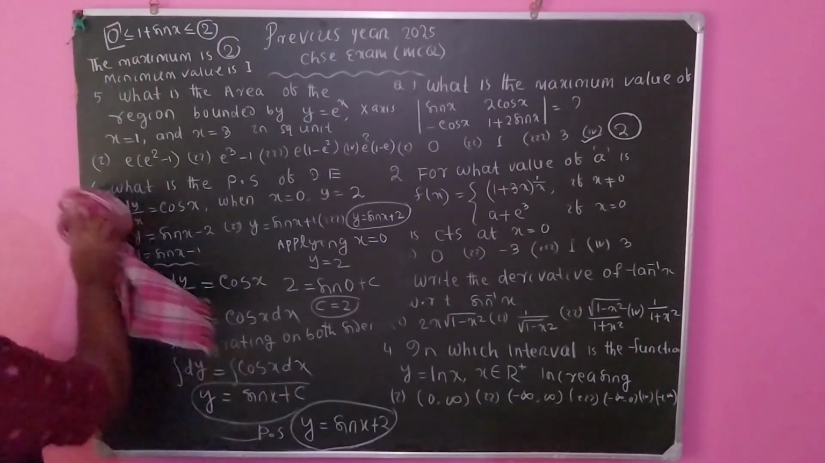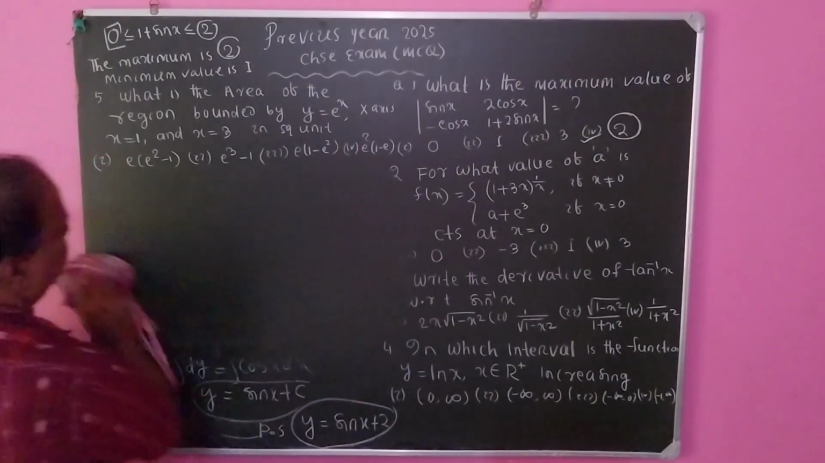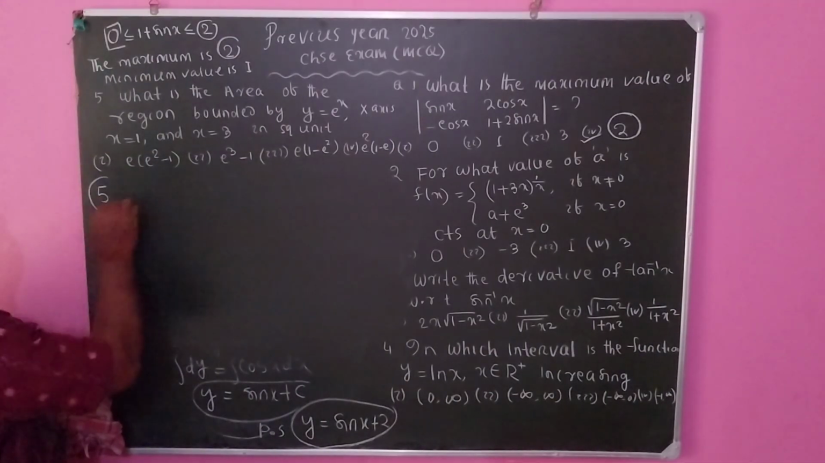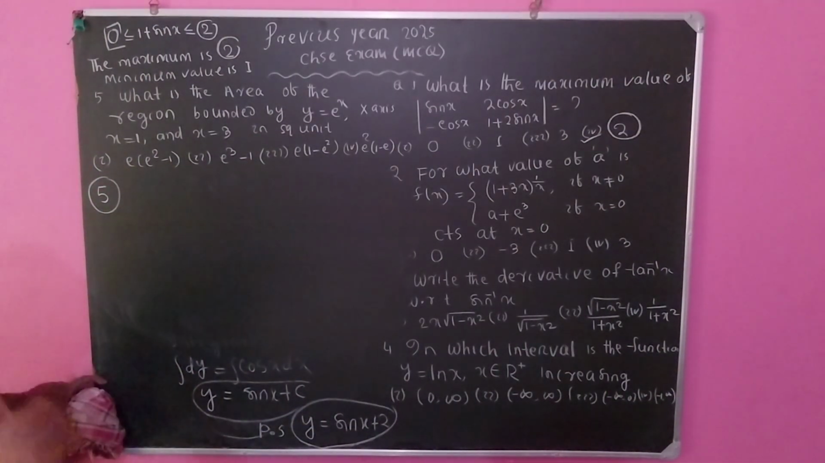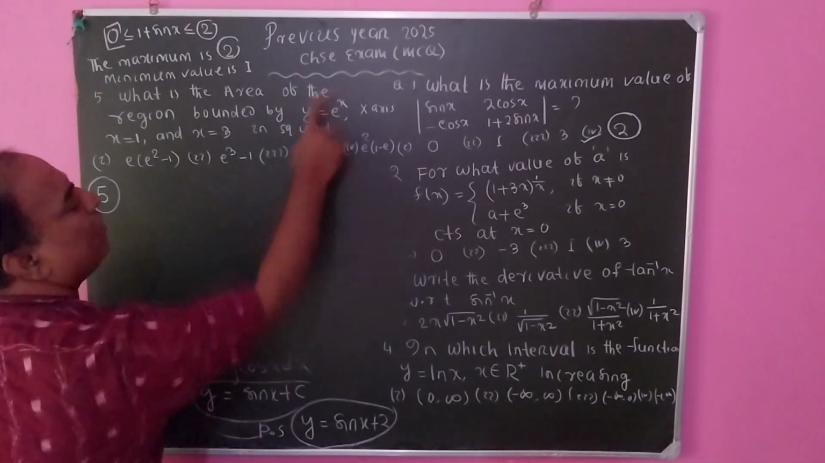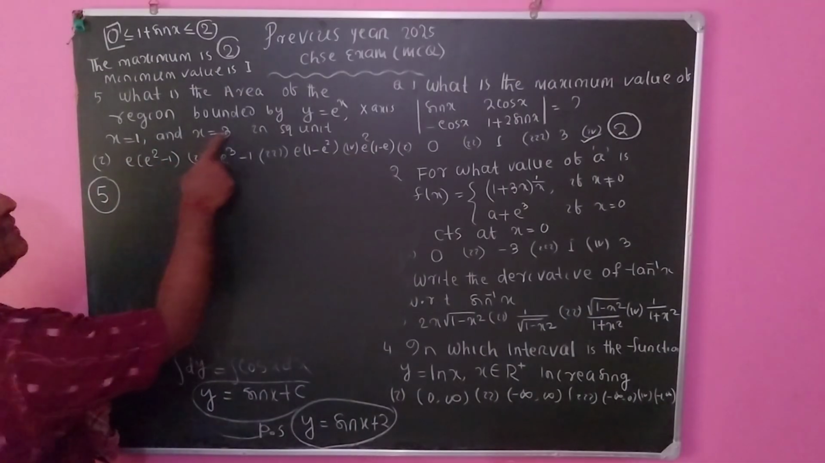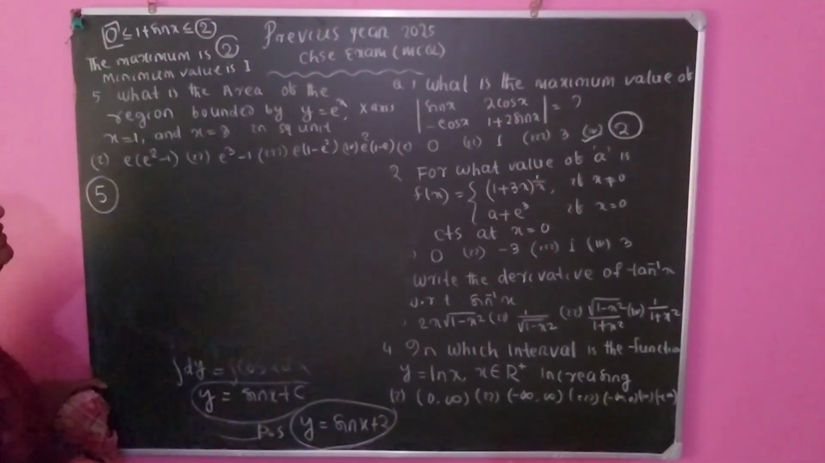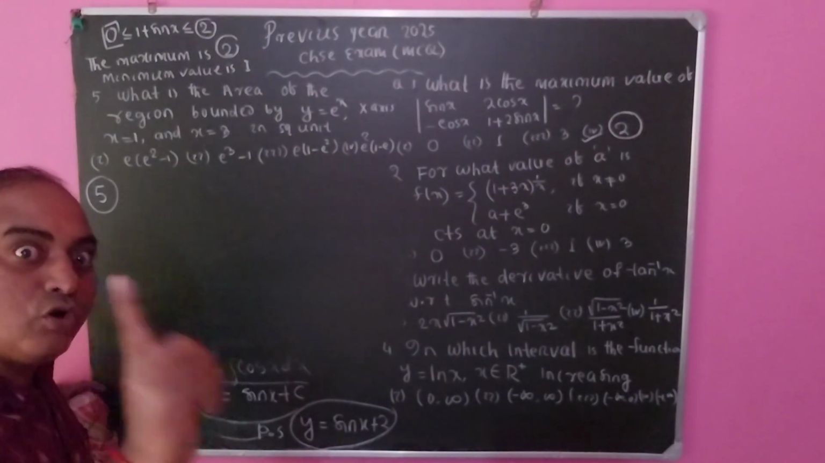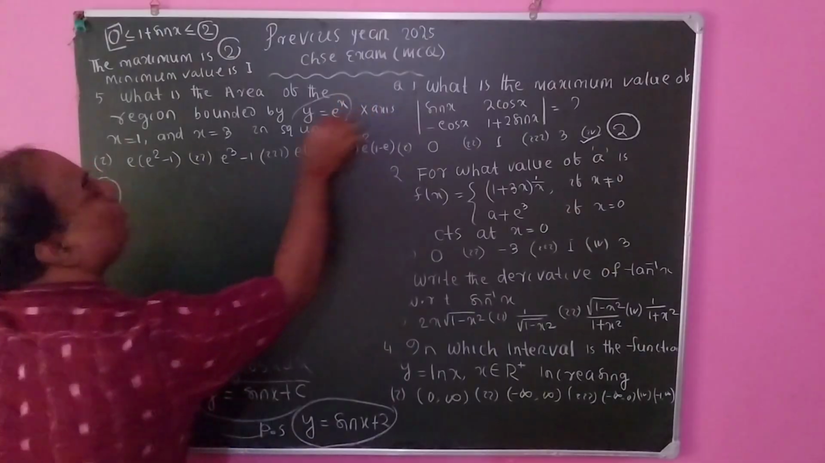Okay, now let us take another question. Question number 5. We have to work out the area of the region bounded by y is equal to e to the power x, the x axis, and x is equal to 1 and x is equal to 3, in square units. Before finding the area, first of all you have to draw the curve. What is the curve y is equal to e to the power x?